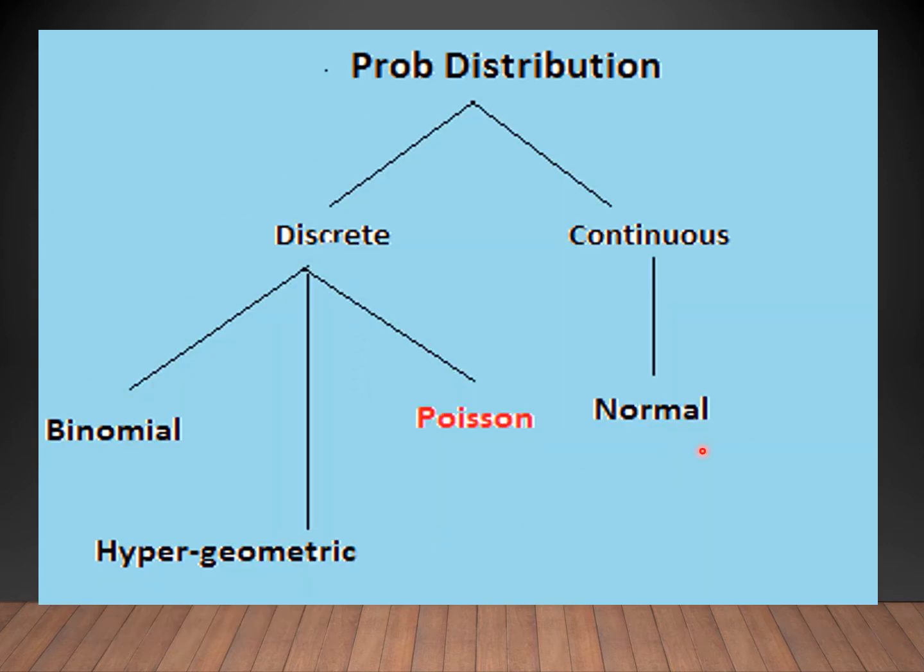Here is a flow chart of Poisson distribution. Here is a flow chart of probability distribution, which has two types: discrete and continuous. There are three types of discrete probability distribution: binomial, Poisson, hypergeometric, and normal distribution is a type of continuous probability distribution.